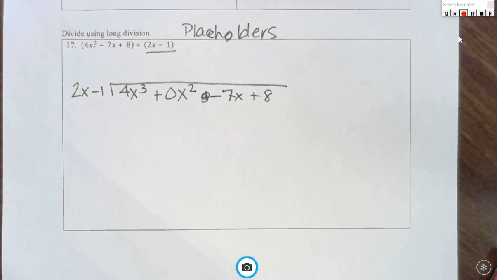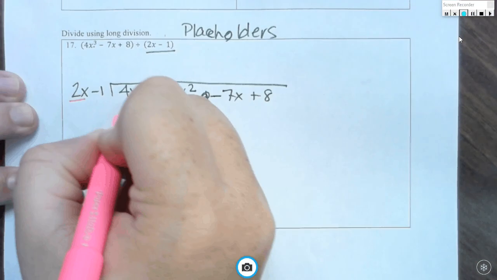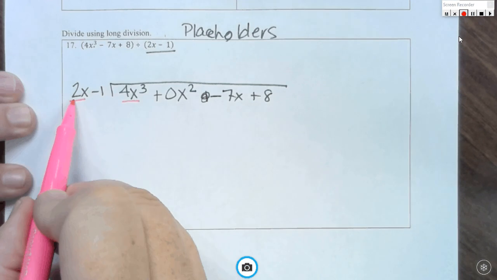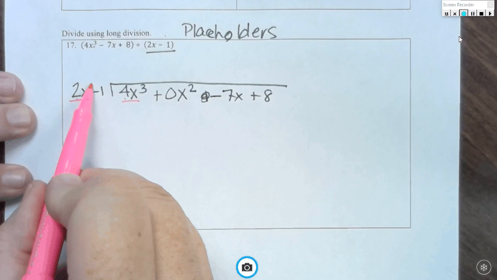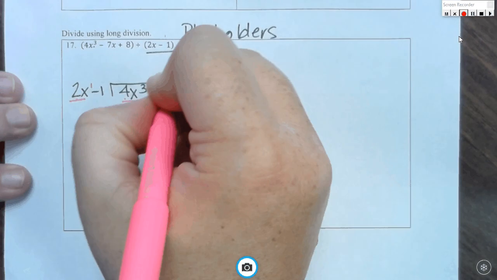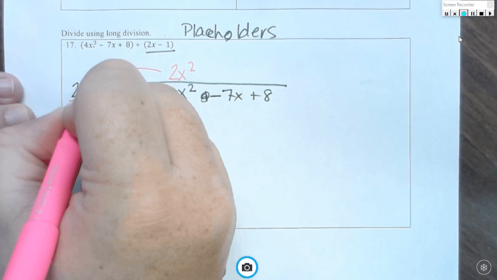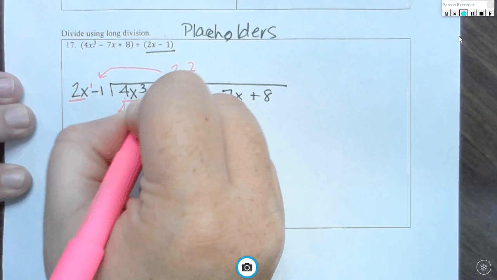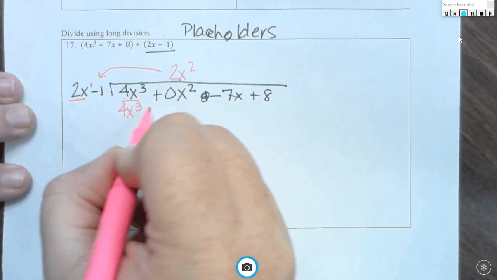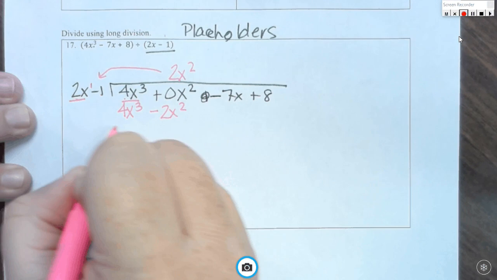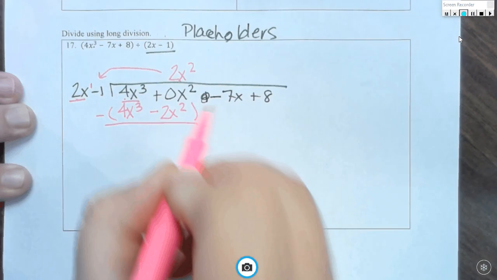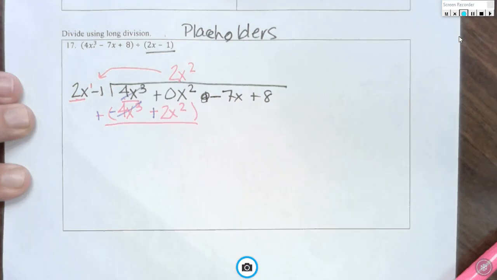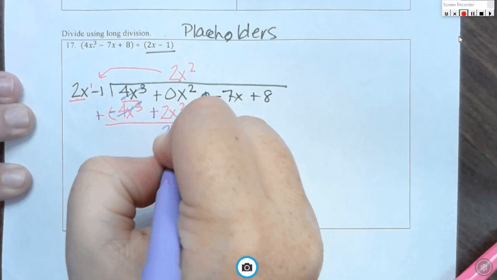Let's start. First terms only. What do I multiply 2x by to get 4x to the third? I need to multiply the numbers in front by 2, and I need 2 more x's. So 2x squared. And now I'm going to multiply this around. 2x squared times 2x is 4x to the third. 2x squared times negative 1 is negative 2x squared. Subtracting here, so if I do same, change, change, change, the first terms cancel, and I'm left with 2x squared.